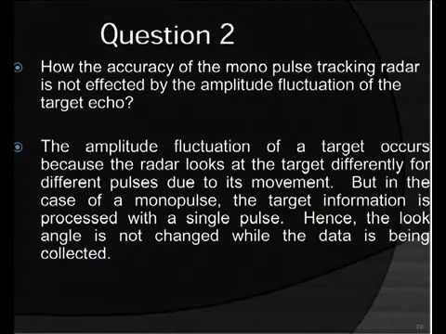How is the accuracy of monopulse tracking radar not affected by the amplitude fluctuation of the target echo? The amplitude fluctuation of a target occurs because the radar looks at the target differently for different pulses due to its movement in a normal case. But in the case of a monopulse, the radar looks at the target only once. So whatever angle it has, that will be processed and you get the display of that. So there will not be any amplitude variations of the target.